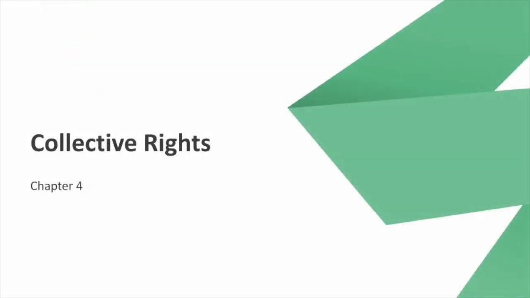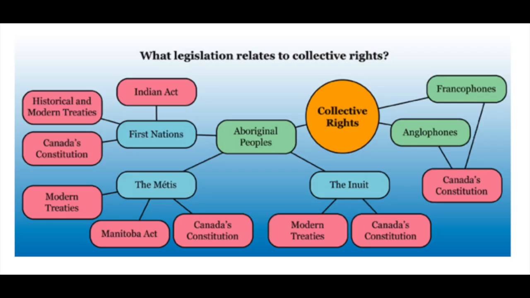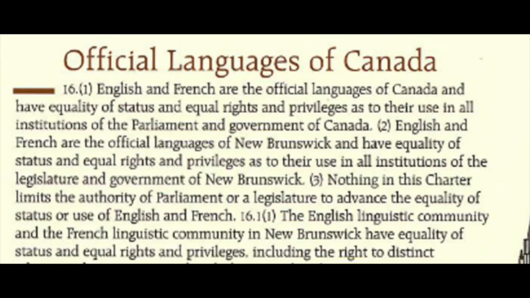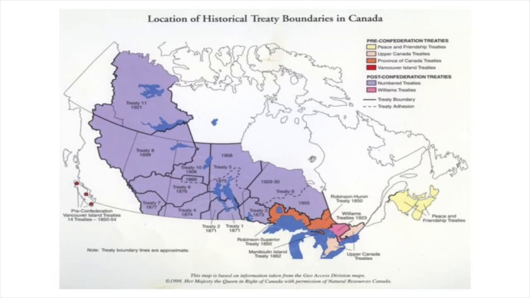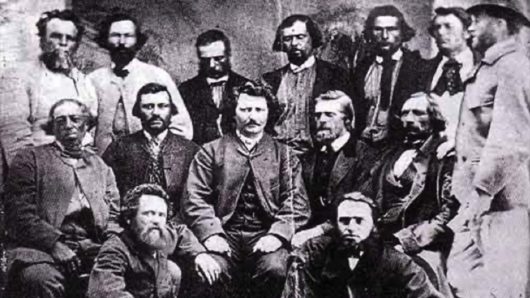Next up, Section 4, our collective rights. Collective rights are held by specific groups and are protected by law to recognize their unique histories and contributions to Canada. These include our Francophones, the rights to French language services and schools, Charter Sections 16 to 23, our First Nations, rights based on treaties like Treaties 6, 7, and 8, and our Métis, who are seeking land rights recognition and self-government.